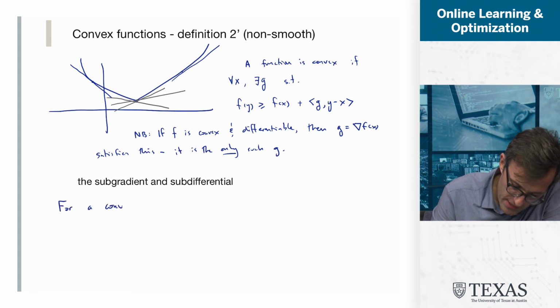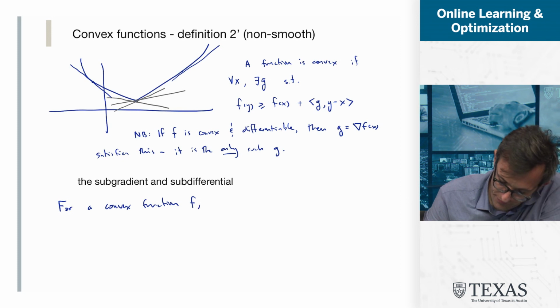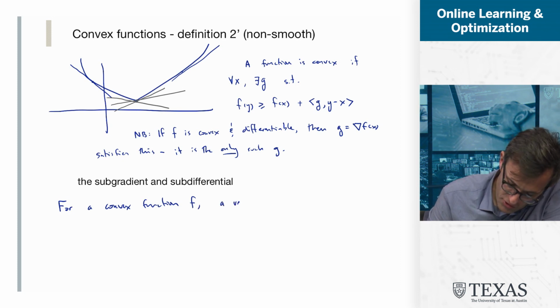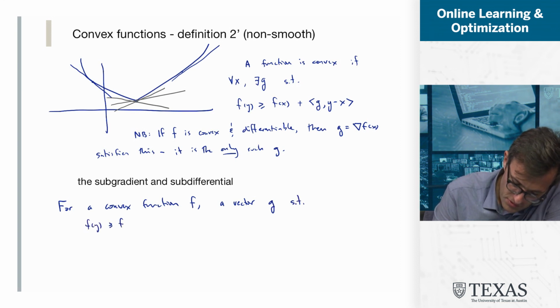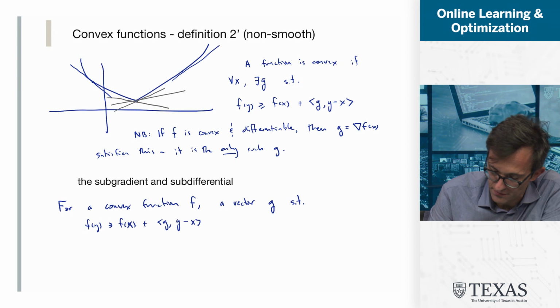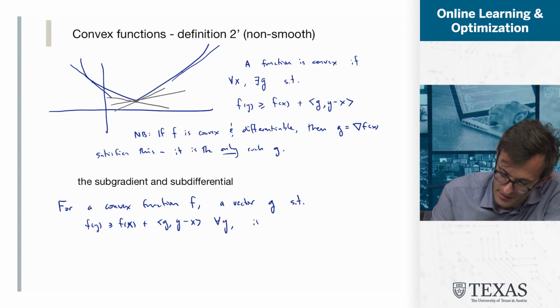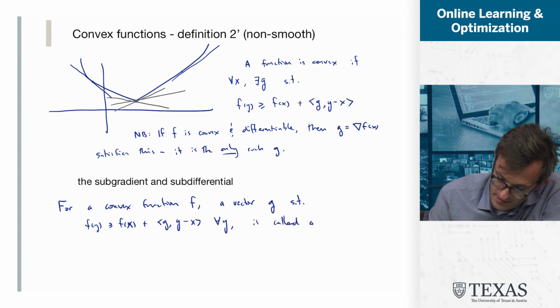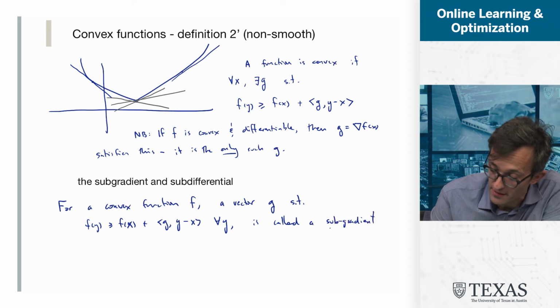For a convex function f, a vector g such that f of y is greater than or equal to f of x plus g dot product with y minus x for all y is called a subgradient. We're going to see this definition again and again and again.